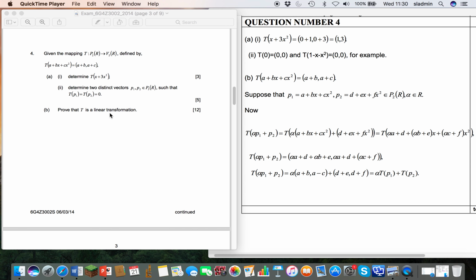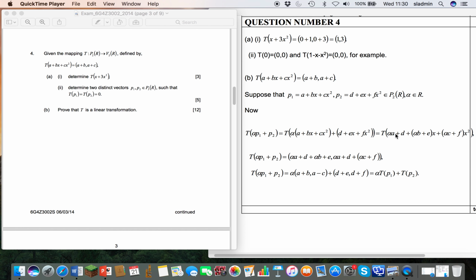For part B, we want to prove that this mapping is indeed a linear transformation. So we have to take two general polynomials which are in P2 of R. So here are our two general polynomials, and we take alpha as a real number. Then we want to show that T of alpha P1 plus P2 is equal to alpha T of P1 plus T of P2. So T of alpha P1 plus P2 is equal to this expression.